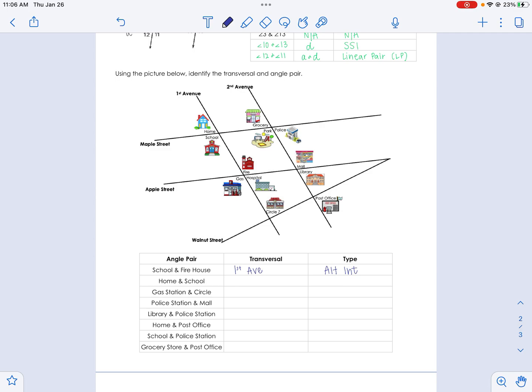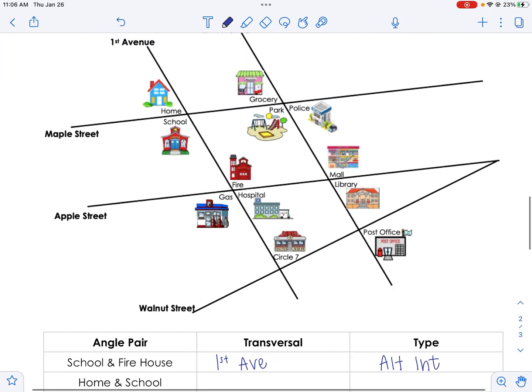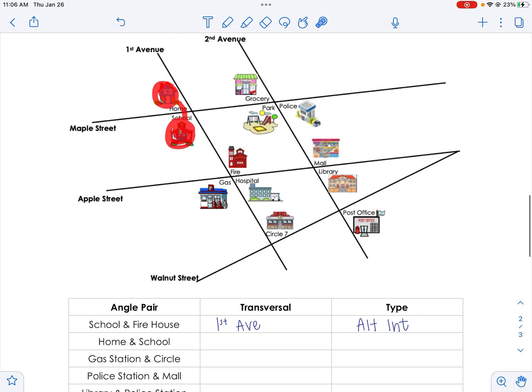So like, how would you solve if you knew that one was 50? What would you do for the other one? So home and school. Well, home and school, that's a short trip for whoever that person is. They could just walk across the street, walk across Maple Street, and be at school. So that doesn't necessarily have a transversal, but that does make a what? We just saw that a second ago. That's another linear pair.